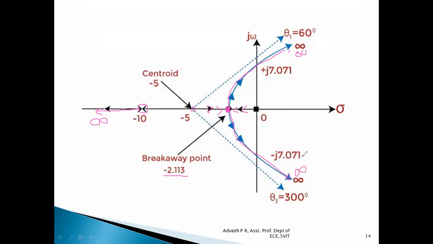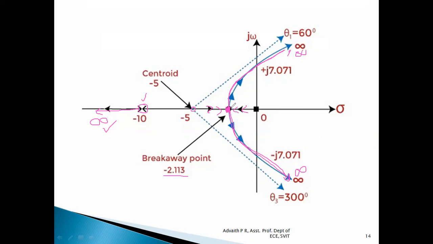We have to remember this point: always the root locus will start from a pole and will end at a zero, or it will end at infinity. If zeros are not present, it will end at infinity. For this particular pole, the root locus has started at the pole and it has ended at infinity. For these two poles, the root locus has started moving away from the pole. At the breakaway point, it will meet, and from there, it will cross plus 7.071 j on the imaginary axis and minus 7.071 j on the imaginary axis, and it will start moving to infinity.